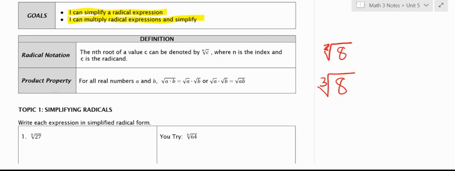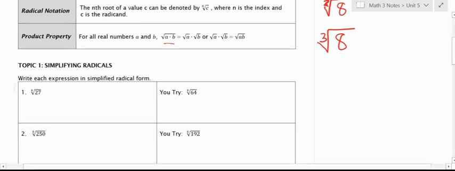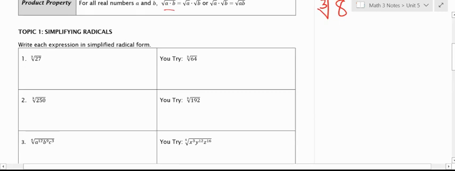We're also going to see the product property, which states that if we have two factors underneath a radical, it's the same as taking the product of those two factors being either square rooted or cube rooted or whatever nth root it might be. We're going to start to see cube roots in here. So like we thought about with perfect squares, we want to make sure we know what our perfect cubes are.